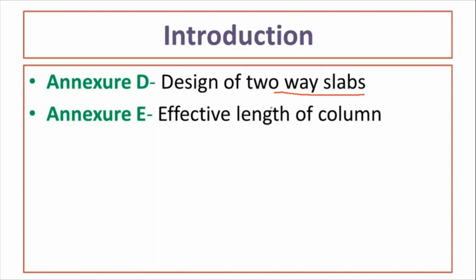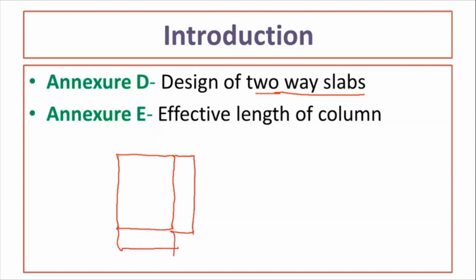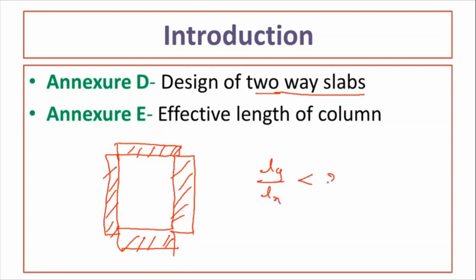So basically what is a two-way slab? Suppose this is the slab here, and if it is supported on all its four edges on the beams like this, these are the beams. If it is supported on all its edges like this, and if the Ly by Lx ratio is less than 2, then the slab is treated as a two-way slab. So let us see the annexure D first, which is related to the design of two-way slabs.